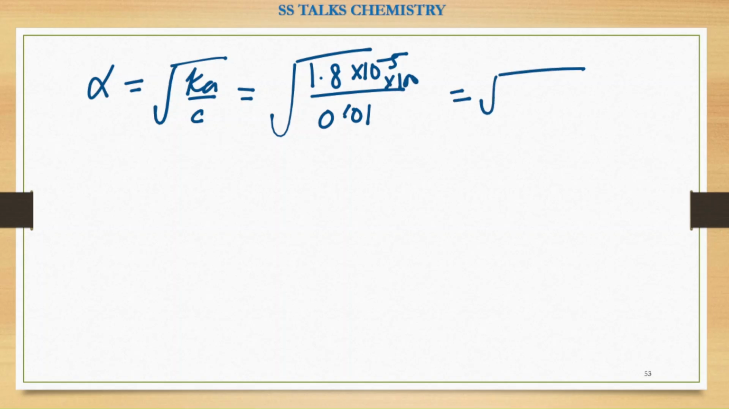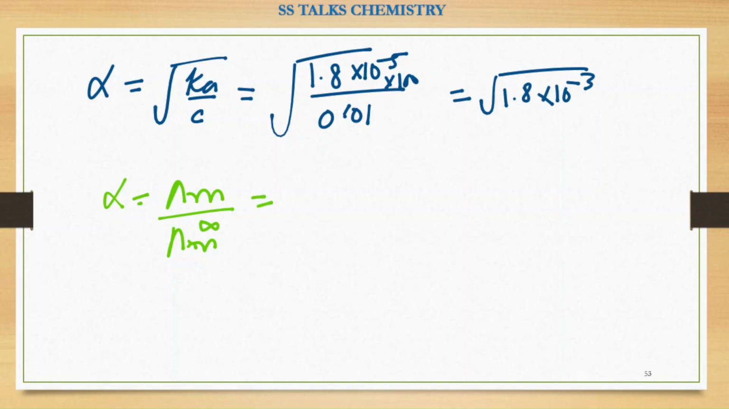So you can just find the answer to this: 1.8 into 10 raised to the power of minus 3. This is going to give us the alpha value. Now we know that alpha is equal to lambda n upon lambda n at infinite dilution. This is the root of 1.8 into 10 raised to the power of minus 3.